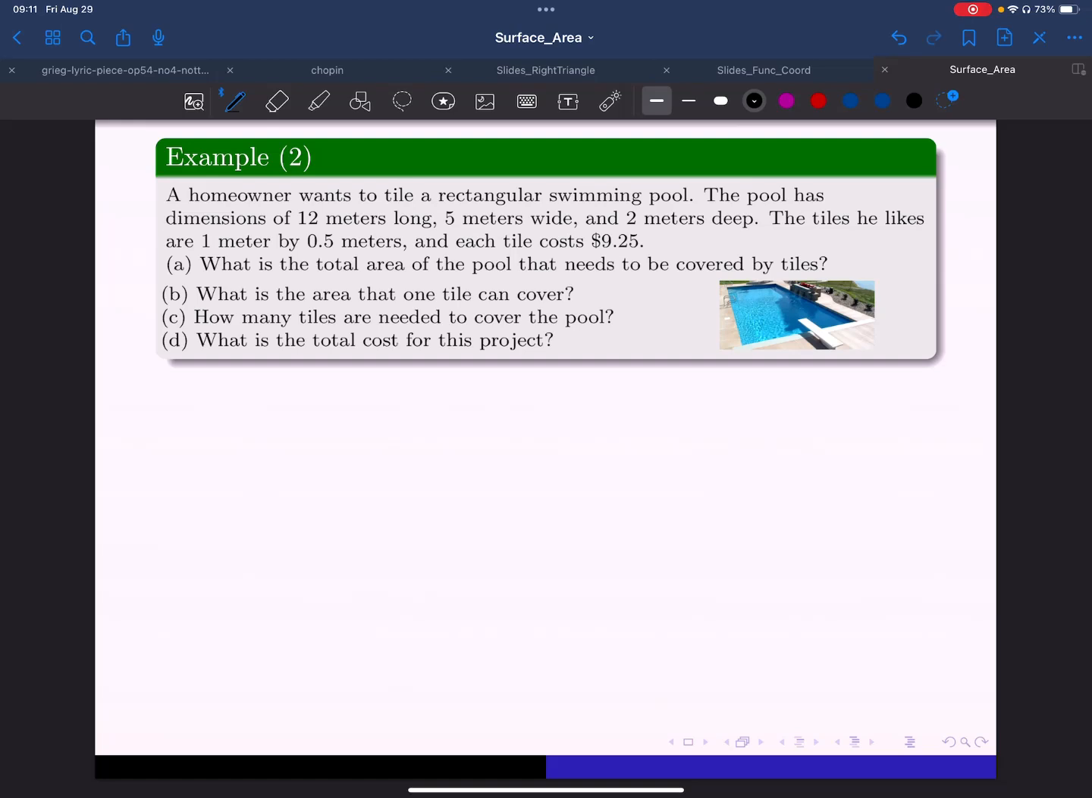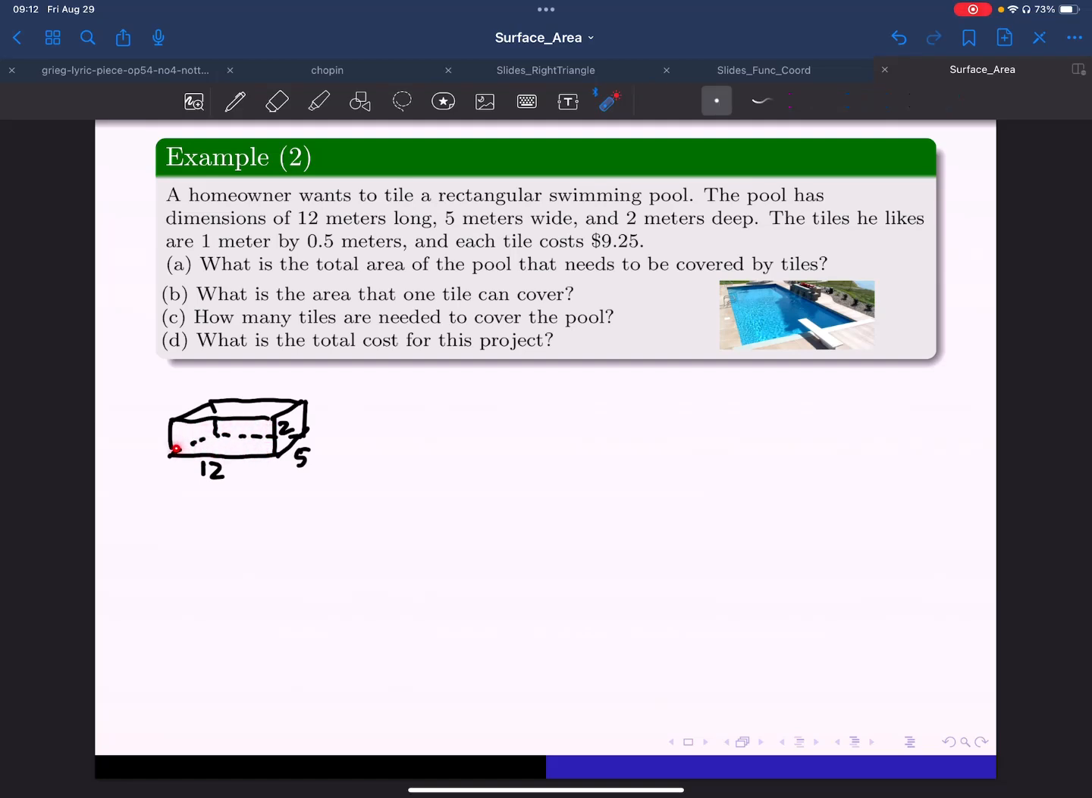So we have a rectangular swimming pool that is 12 meters long, 5 meters wide, and 2 meters deep. So this is my swimming pool. We have 12 meters long, 5 meters wide, and 2 meters deep. So first we need to calculate the total area of the pool. So as before, we're going to calculate, maybe we can put it, the bottom. First we're going to calculate the front.